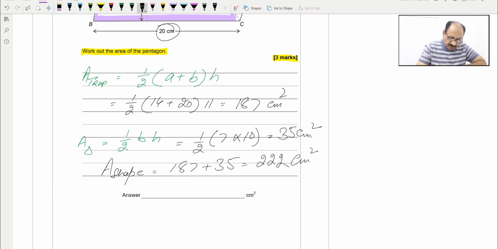Keep in mind, if they have mentioned to give the answer in two significant figures, then your answer will be 220. If they are asking for one significant figure, then it will be 200. So accordingly you will have to provide the answer. It is very important to provide the answer in the specified format. In this case they have not mentioned, so I am writing 222 centimeters square. This will be the final answer for this question.